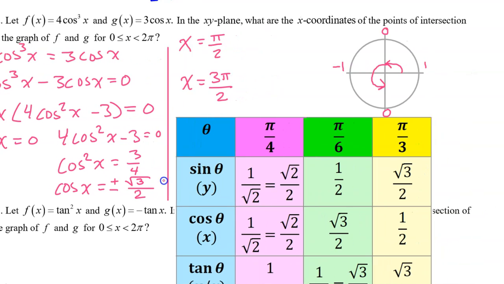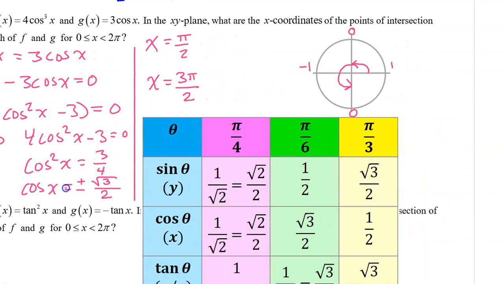When we look at cosine x equals plus or minus radical 3 over 2, we can determine the reference angle by ignoring the plus or minus and asking ourselves, the cosine of what is radical 3 over 2? We have memorized that the cosine of pi over 6 is radical 3 over 2. That means pi over 6 is the reference angle for this equation.